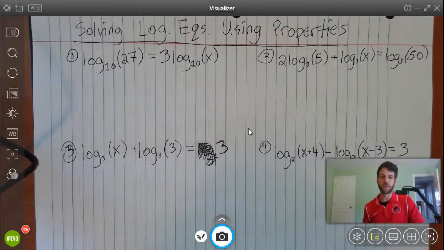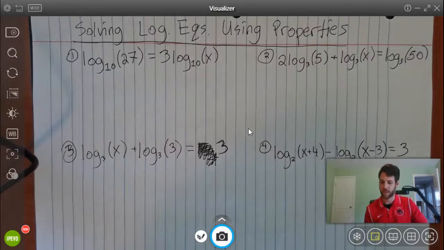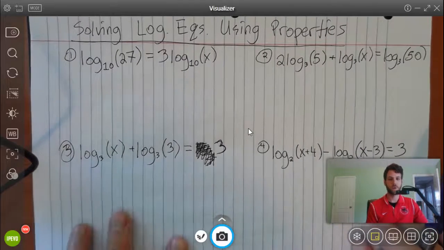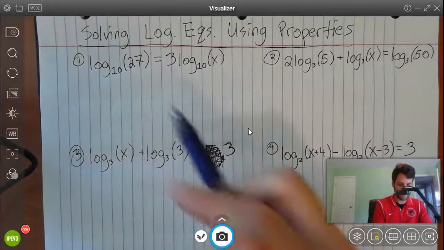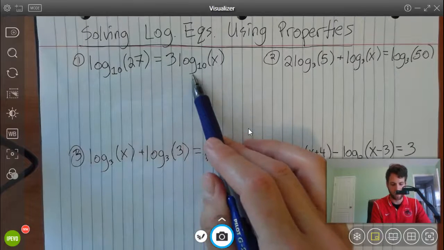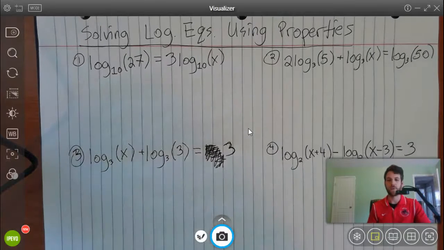We are now looking at some examples of solving logarithm equations using properties. And in each of these four examples, you'll see some different things happening, some different strategies used from the notes we've looked at so far together. So in number one, we are looking at log base 10 of 27 is equal to 3 log base 10 of x. So think about what properties might be used in this one.